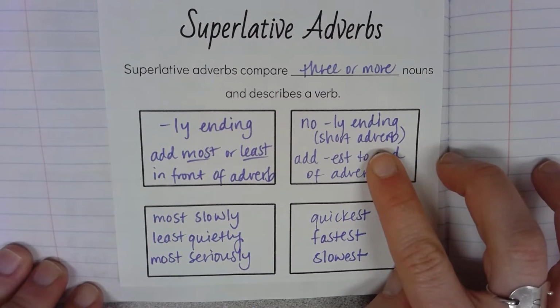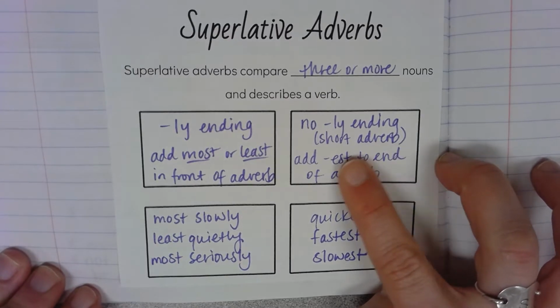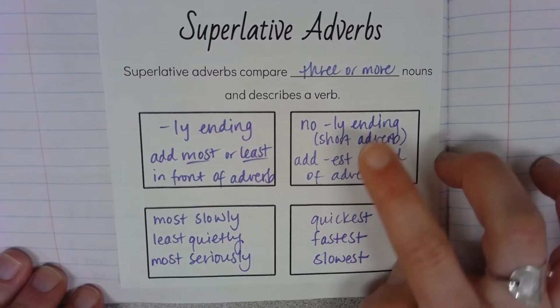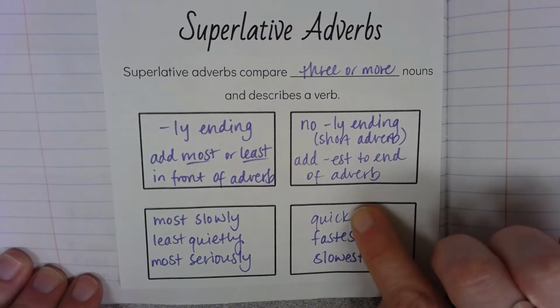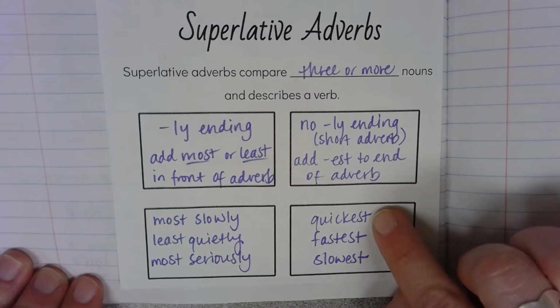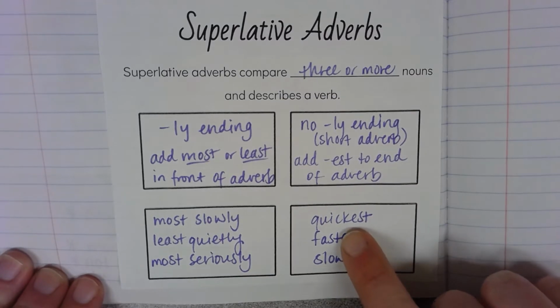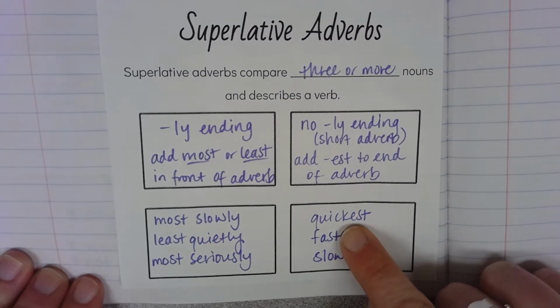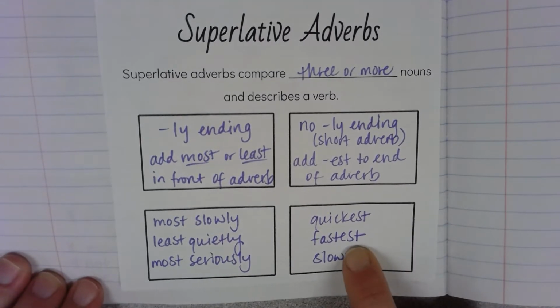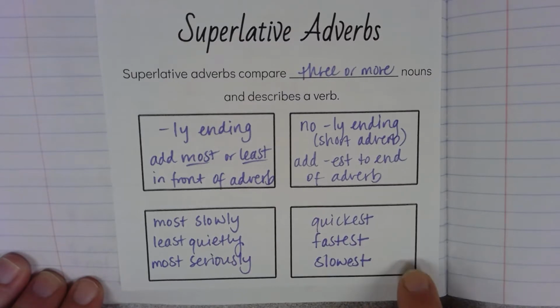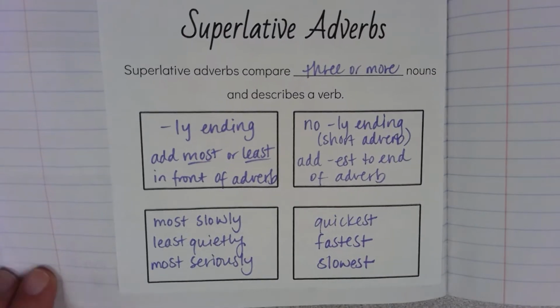Okay, and then no ly ending, again, those short adverbs. Instead of adding er, you're adding est to compare three or more things. So someone's running quick, but they're running quickest on the team. Someone is traveling fast, but they're traveling fastest out of everyone on the interstate. Someone's moving slow, but they're moving the slowest compared to the rest of the people in the group.